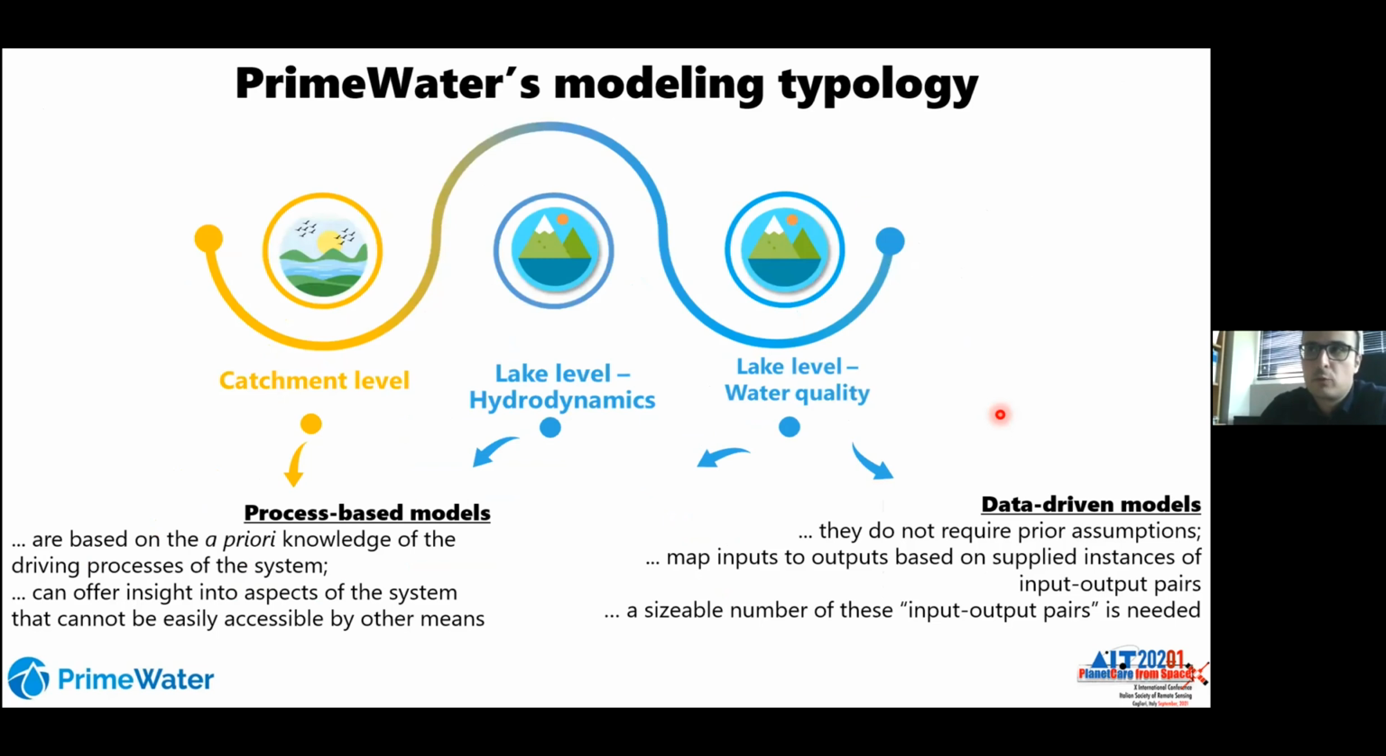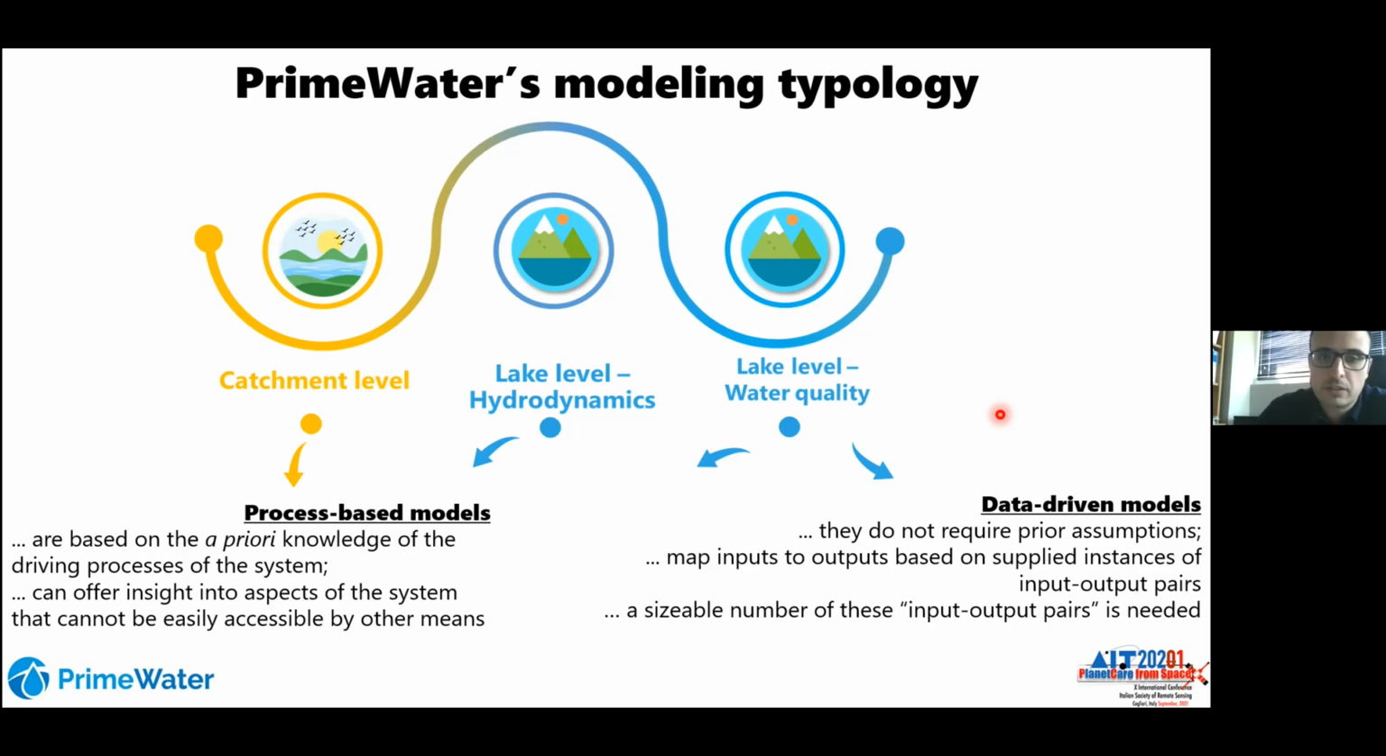Now, within Prime Water, and in this presentation, we are going to be focusing on the three more upstream links of this modeling chain. And in this regard, we're working with two distinctive families of models. On one hand, we refer to the so-called process-based or mechanistic models, and on the other hand, we also work with data-oriented or empirical models.